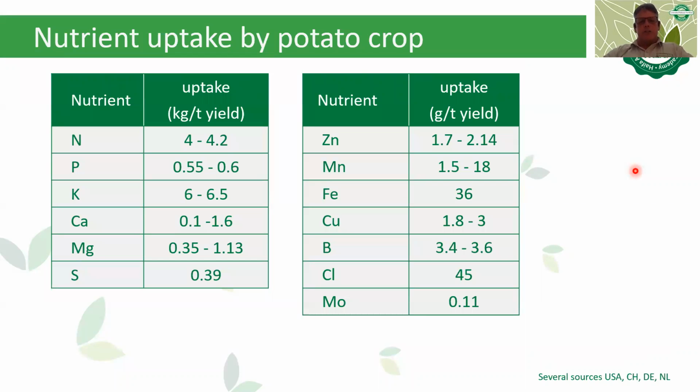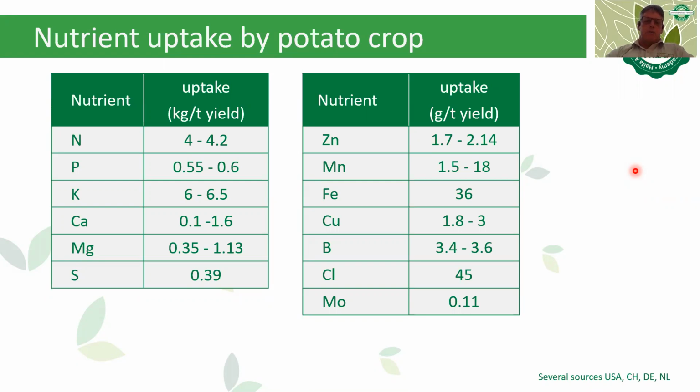On your micronutrients, this has changed to gram per ton. So you're sitting with zinc between 1.7 and 2.14 grams per ton of yield. Manganese, 1.5 to 18 grams. Iron, 36 grams. Copper, 1.8 to 3. Boron, 3.4 to 3.6. And then your chloride, you need 45 grams per ton. And then molybdenum, we need 0.1 gram per ton of yield.